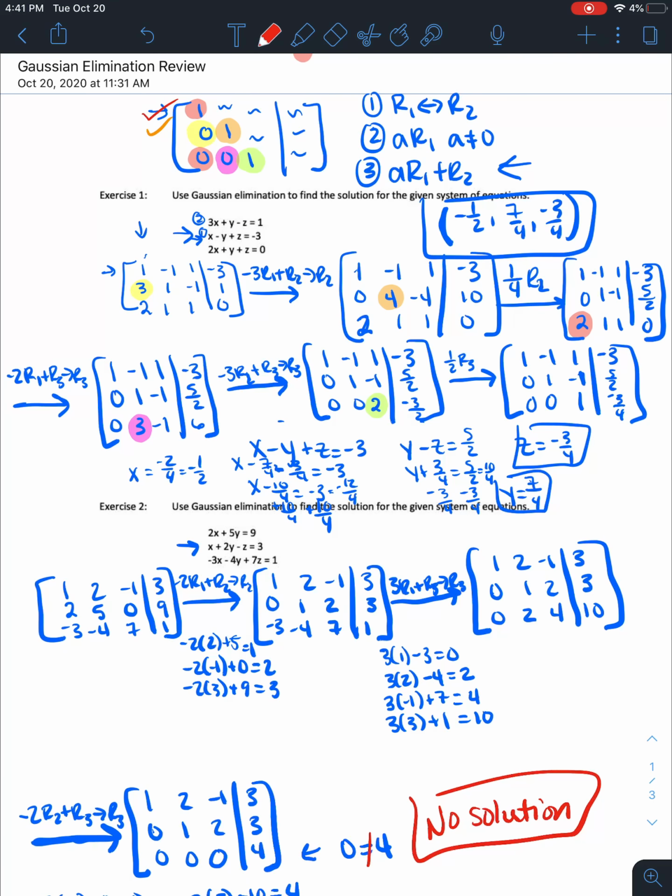All right, if y'all have any questions, let me know. Remember, we're going to take a quiz tomorrow. The Gaussian elimination, I'm not going to take a grade on, but I did post the answers. So go back, check your work, make sure you know what you're doing.